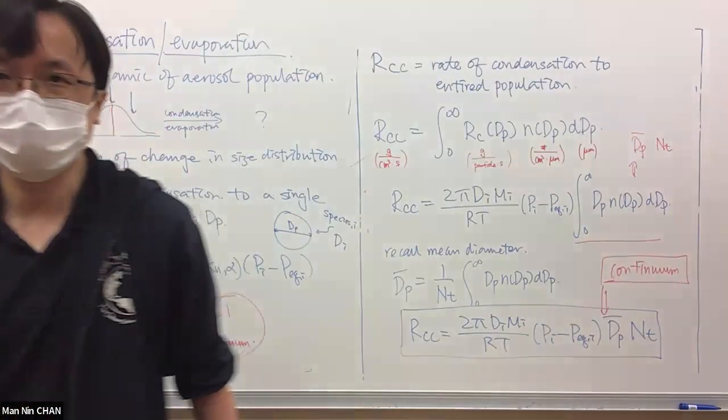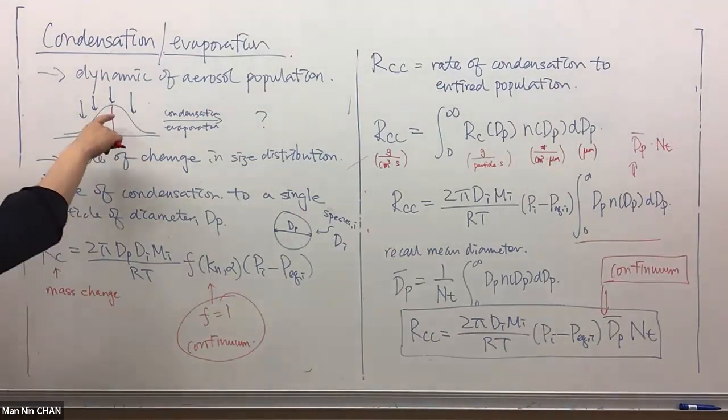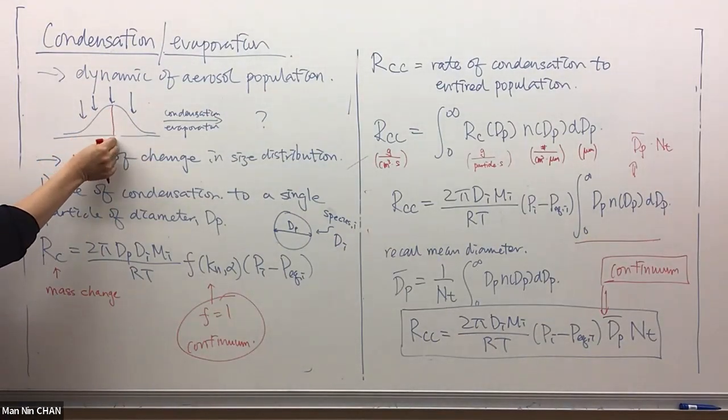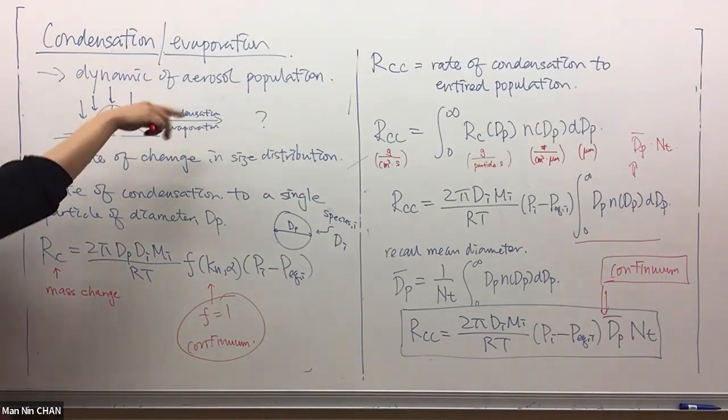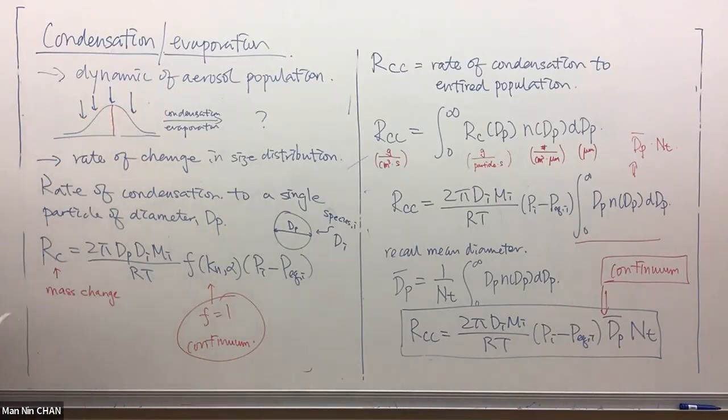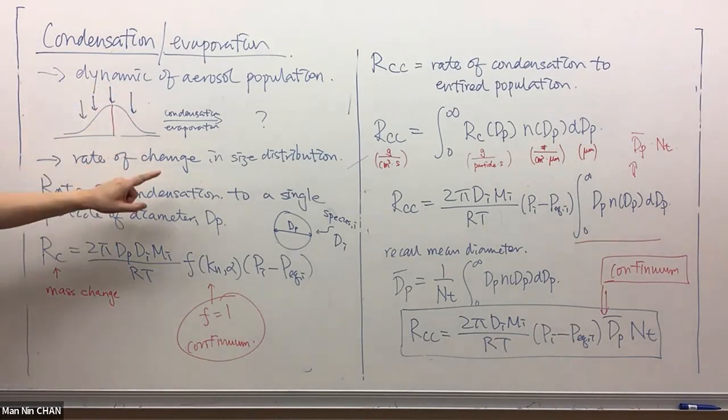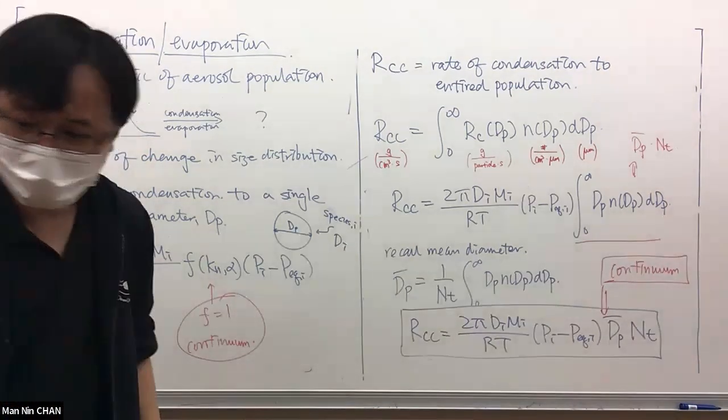But sometimes we also want to know, if you have a monodispersed aerosol population, for example, if my whole aerosol population has just a single particle size, compared to a polydispersed one, we want to look at the condensation rate. So what would be the difference between a monodispersed aerosol population and a polydispersed aerosol population? What would be the rate differences? Okay.